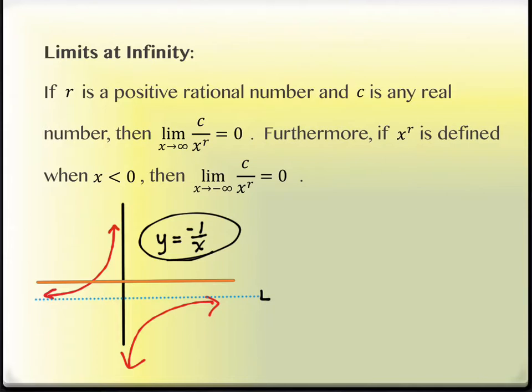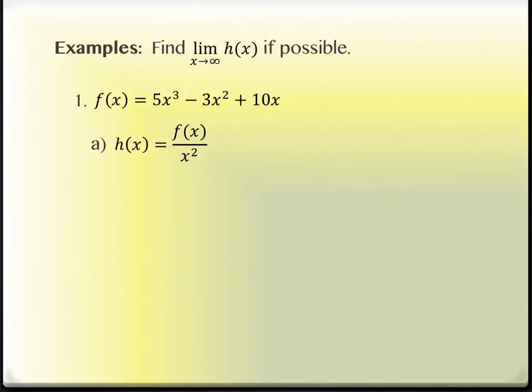Okay? So let me show you how it actually works to find these values, because we're not doing this from the perspective of algebra. We're doing this from the perspective of calculus, and so it does look a little bit different. So we're going to take a polynomial function, f of x equals 5x cubed minus 3x squared plus 10x, and we're going to turn it into a rational function.